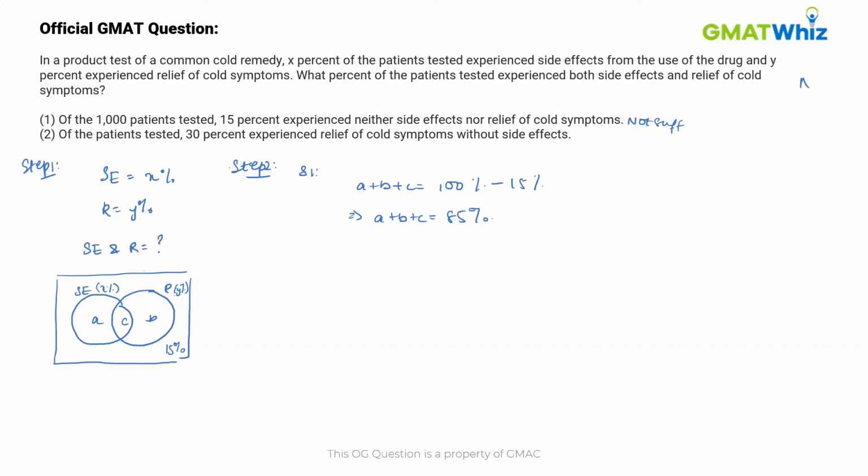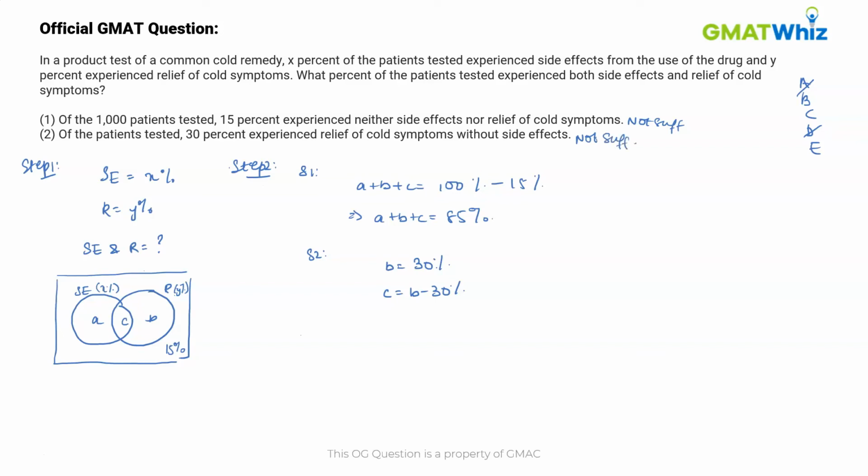And out of the given options, we eliminate options A and D. Now, we analyze statement 2. Statement 2 tells us that 30% experienced relief of cold symptoms without side effects. So B will be equal to 30%, or C can be written as B minus 30%. But using this value also, we cannot find the number of patients who experienced both side effects and relief of cold symptoms. Hence, statement 2 is also not sufficient.